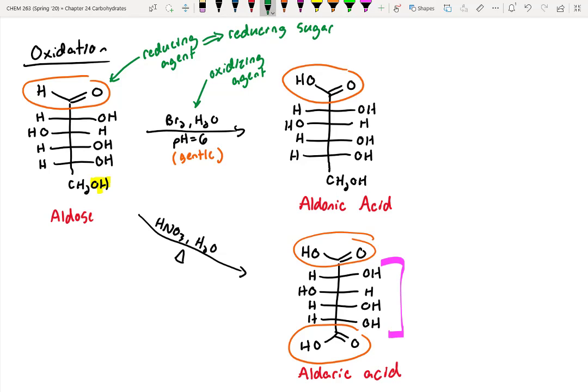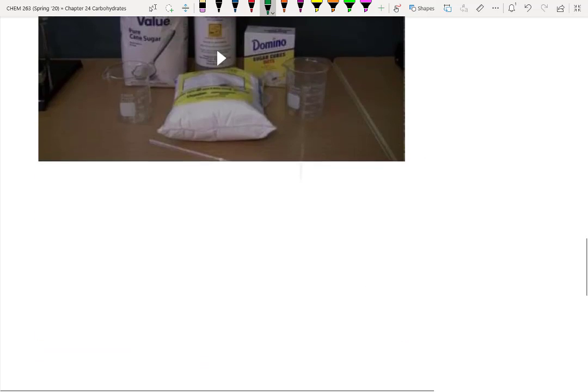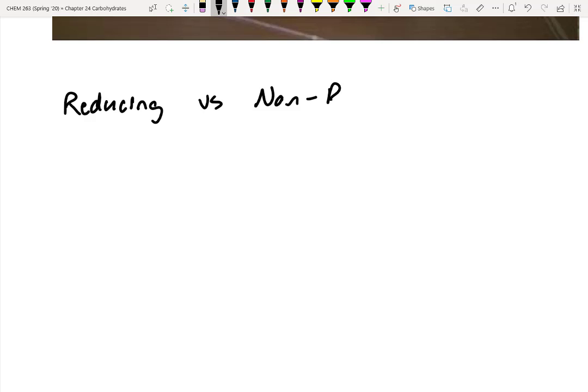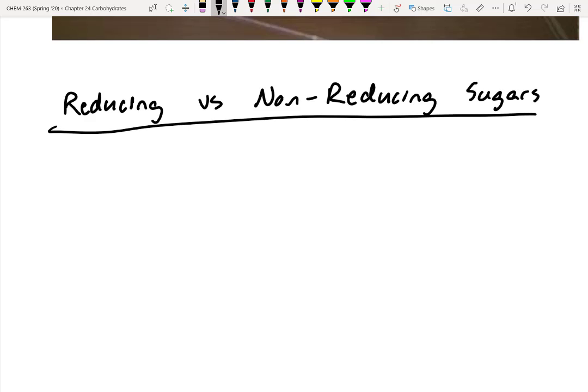All right, now a lot of times what students will see is reducing sugars, but in the context of the closed ring form. So let's go ahead and draw this out really quick. And what I want to do is compare a reducing to a non-reducing sugar. So let's draw them out. So reducing versus non-reducing sugars. And so what I'll do is over on the left, I'll draw a reducing sugar.